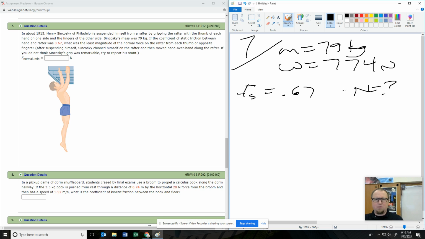This is kind of a weird one, okay? He literally grabbed onto the rafters and moved. This is an amazing feat. So we have a weight force, okay? And this is where it gets confusing. What's the force that keeps Henry from falling? It's friction. Watch this. If he doesn't squeeze hard enough, does he start to fall?